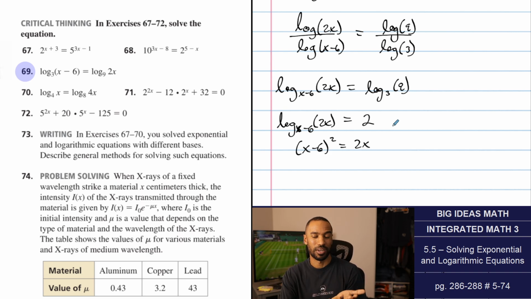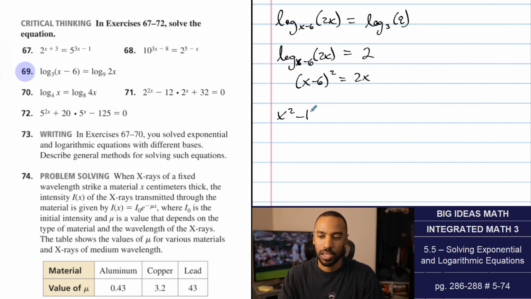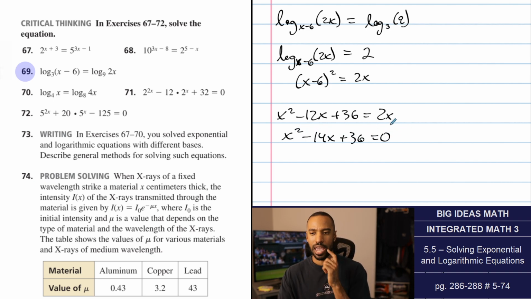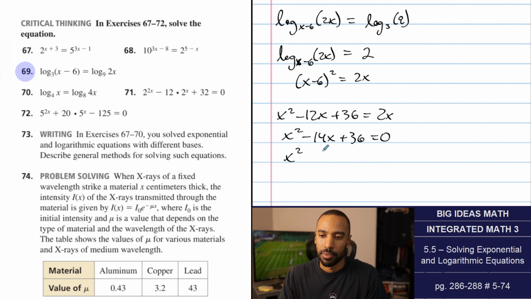I don't know if that's the best way to do the problem, but it's my go-to. I haven't done a problem like this before. x squared minus 12x plus 36 equals 2x. And we subtract 2x from both sides. And I don't see any factorization there. Maybe there is, I don't know. But this is x squared minus 14x. I'm going to complete the square.